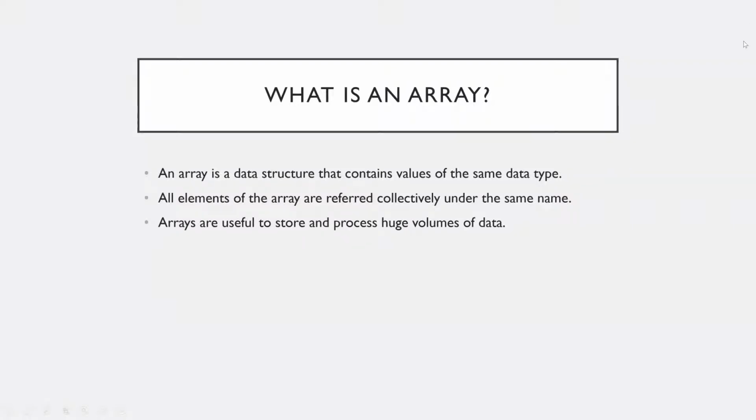What is an array? An array is a data structure that can store a number of elements of the same data type. Since it stores elements of the same data type, it is also known as a homogeneous data structure. All the elements of an array are referred to under the same name, and each element of an array is referred to by its index position, which we will discuss later. Arrays are useful to store and process huge volumes of data.